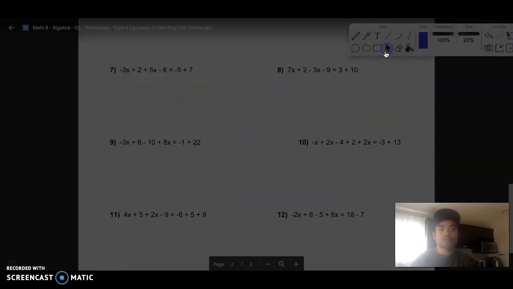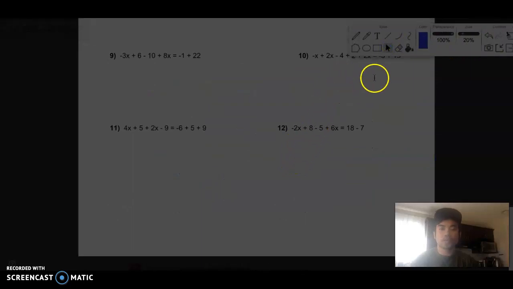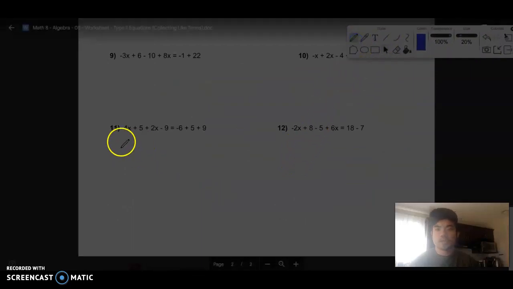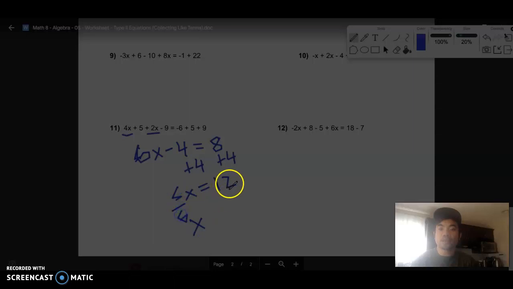All right, so let's do questions 11 and 12 very quickly. Now, 4x plus 2x is actually 6x. Positive 5 minus 9 is actually negative 4. Negative 6 plus 5 is negative 1. Negative 1 plus 9 is 8. Alright, so I'm going to add 4 on both sides, and I should get 6x equals 12. And how do I find x? Well, I have to divide by 6 on both sides, and I should get 2.